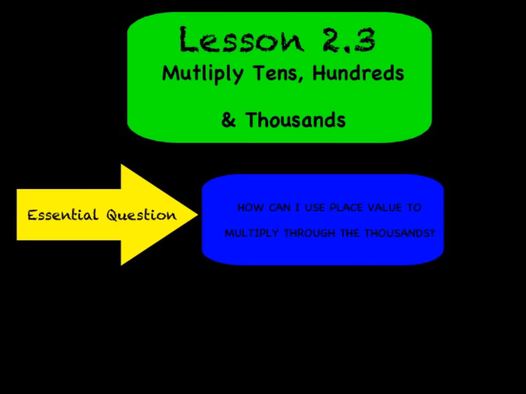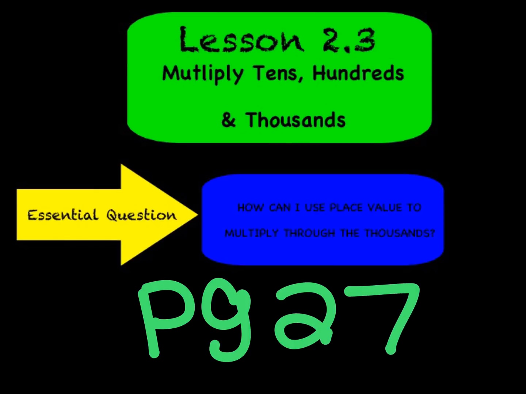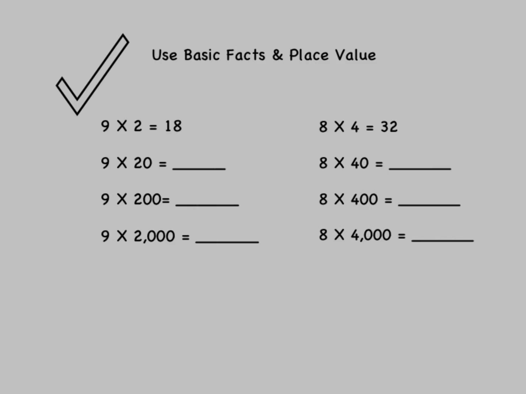For this next step, you're going to need your Go Math book. Go ahead and turn to page 27 in your Go Math book. And at the top where it says name, go ahead and write our essential question. Our essential question tonight is, how can I use place value to multiply through the thousands? So you're going to write this entire essential question at the very top where it says your name. Once you're done with that, go ahead and push play and we'll get started.